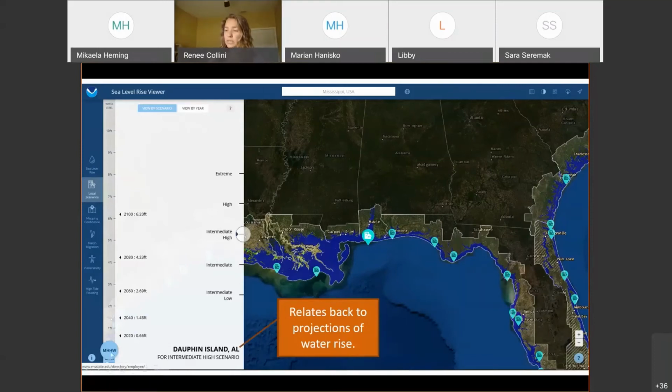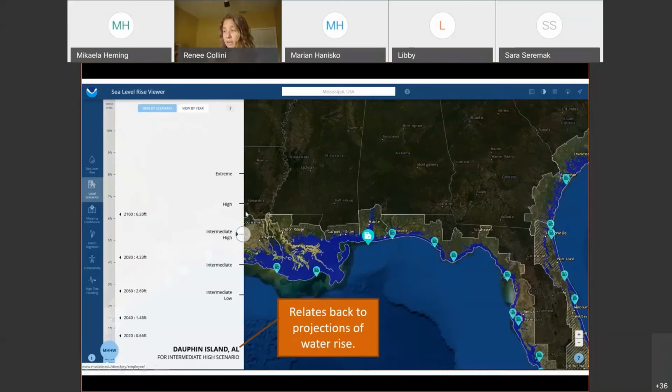And so what you see here is, again, mean higher high water, and it's looking at how many feet of water you can expect at different time steps if you're looking at this intermediate high scenario. So remember, this is scenario-based. It's not probabilistic, because it has all of these scenarios here.